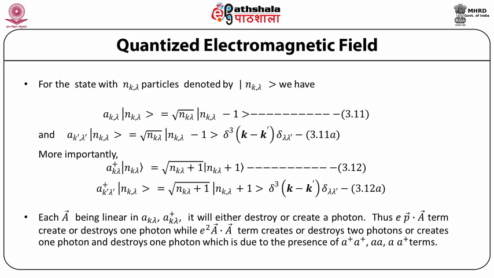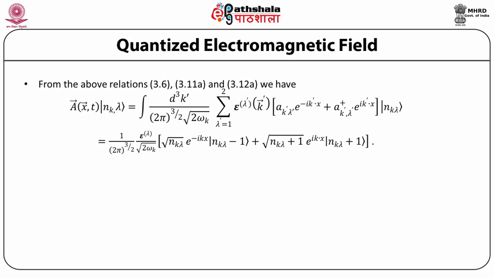Each A vector being linear in a k lambda and a dagger k, it will either destroy or create a photon. Thus, the e into p vector dot A term creates or destroys one photon, while the e squared into A squared term creates or destroys two photons, or creates one photon and destroys one photon, which is due to the presence of a dagger a terms. The a a term destroys two particles.